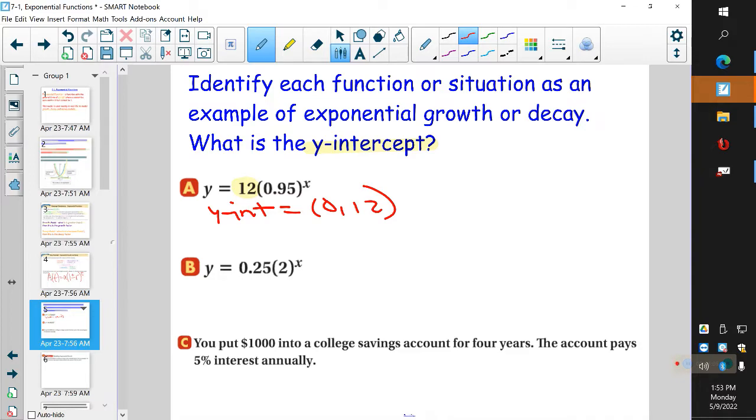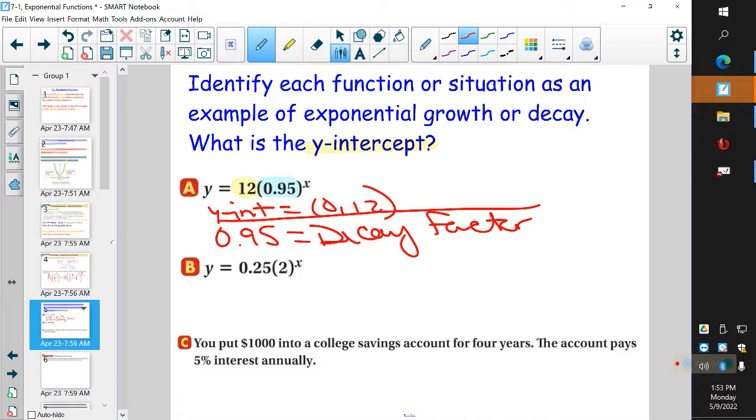Then you are going to be looking at your number that has the exponent. That is 0.95, and 0.95 is that greater than 1 or between 0 and 1? So that means this is a decay, and that is what we call the decay factor. Does that make sense?